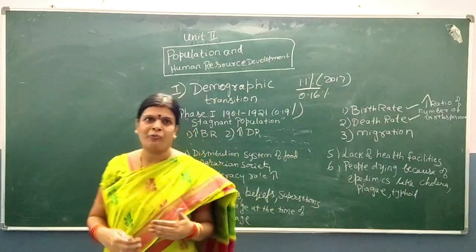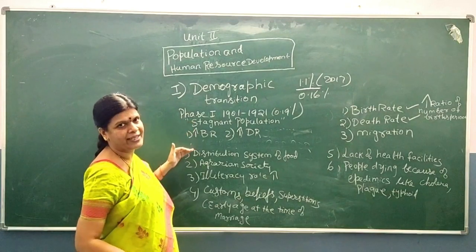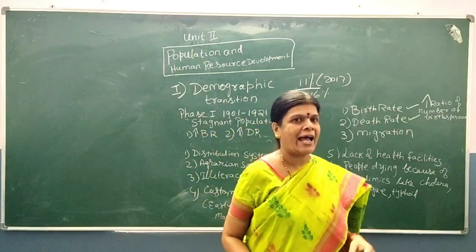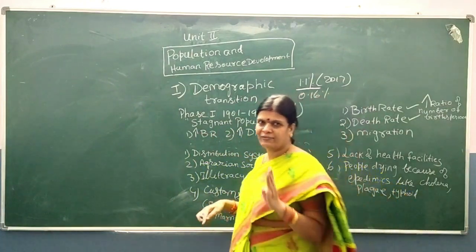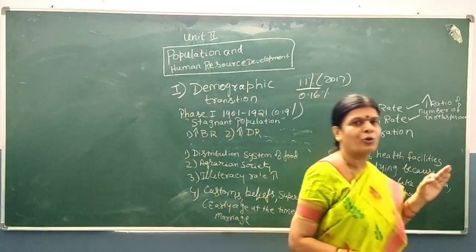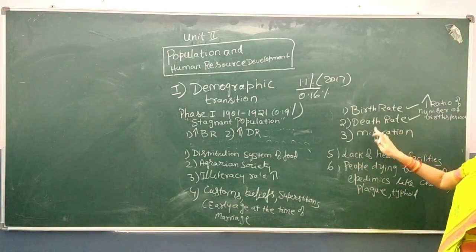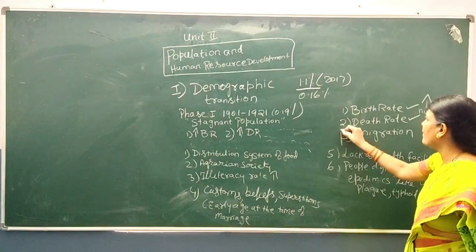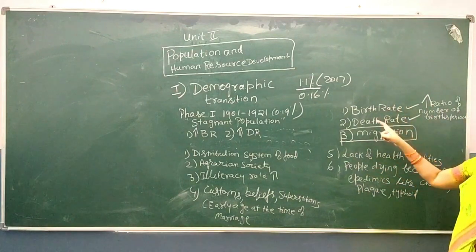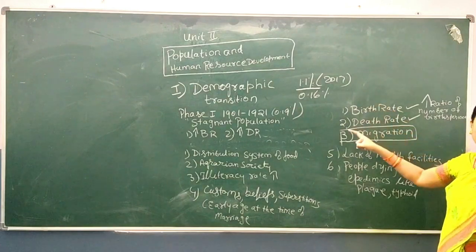This growth of population I will explain through four phases into which it has been divided, that is, for demographic transition. As I said, there are three factors that influence growth of population in any country: birth rate, death rate, and migration. In India, we will not consider migration. The main factors which influence the growth rate of population are birth rate and death rate.